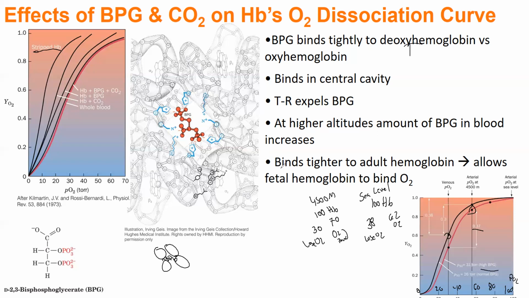And just another use of BPG, right? Fetal hemoglobin, when compared to adult hemoglobin, does not really want to bind BPG. So the hemoglobin of a fetus is different than an adult. What that means is that in adult hemoglobin, BPG will bind and release oxygen, which the fetal hemoglobin can take up more easily because it's not affected by the BPG as much. So there's another practical use of BPG when delivering oxygen to a fetus.